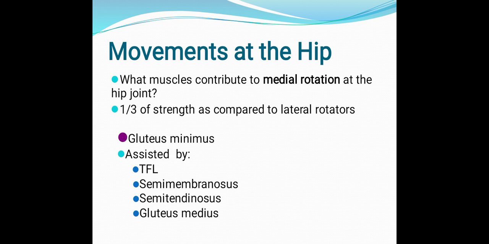What muscles contribute to medial rotation at the hip joint? The medial rotators are weak muscles in comparison to the lateral rotators, with the estimated strength of the medial rotators being only approximately one-third that of the lateral rotators. They include the gluteus minimus, tensor fascia lata, semimembranosus, semitendinosus, and gluteus medius muscles.